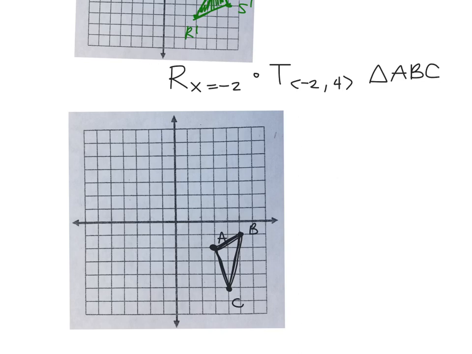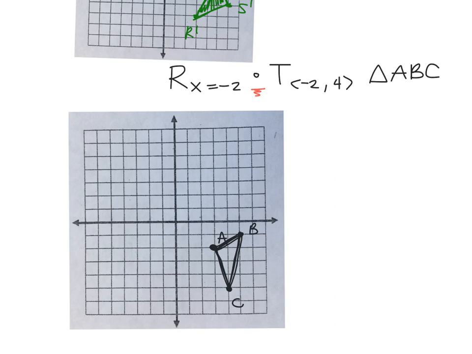Can anyone tell me what that says? What's capital R? Reflection. So it's a reflection over the line x equals -2. After, right? That's after a translation, right? T is translation. So a slide of -2, 4. Okay? Which one do we start with? The translation. Okay, we're going to slide first.